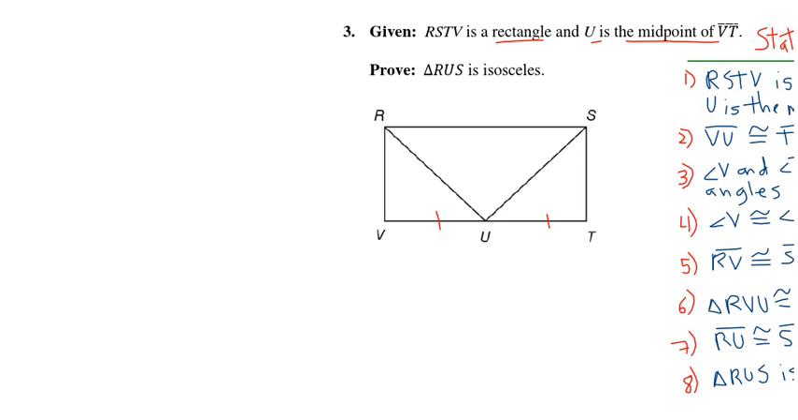So that's something that we get from our second given. What else can we get? Now, because it is a rectangle, we could get right angles all over the place.